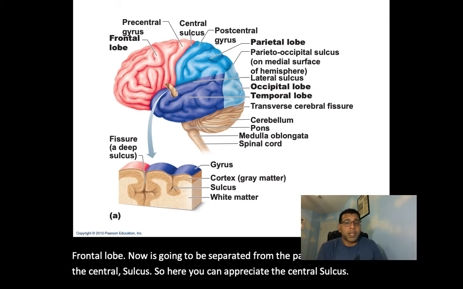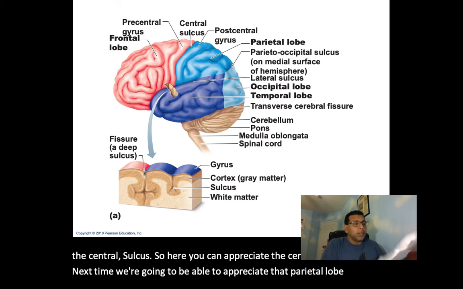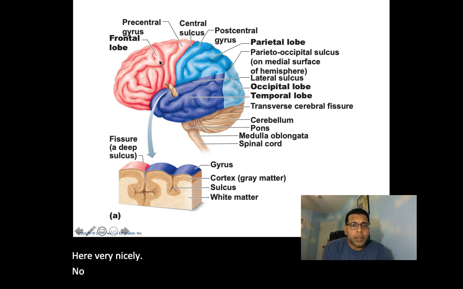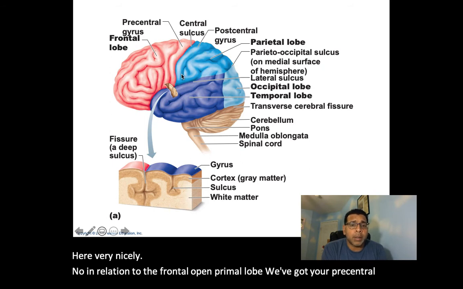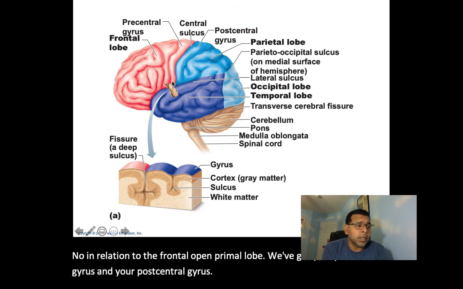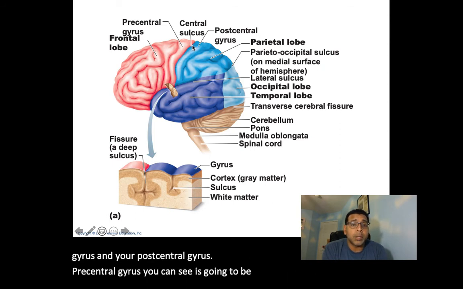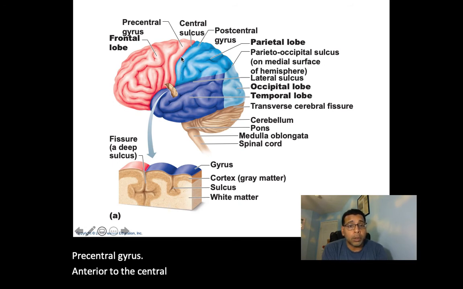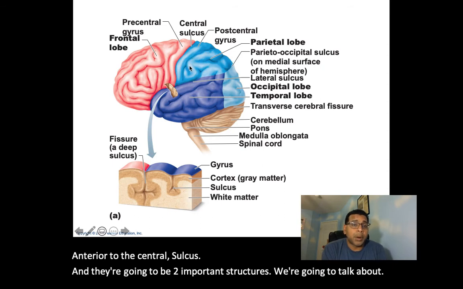Next, we're going to be able to appreciate the parietal lobe, which you can see here very nicely. Now, in relation to the frontal lobe and parietal lobe, we've got your precentral gyrus and your postcentral gyrus. The precentral gyrus is going to be found anterior to the central sulcus, so you've got to listen to the terms. Precentral gyrus, anterior to the central sulcus. Postcentral gyrus, posterior to that central sulcus. They're two important structures we're going to talk about. So there is your parietal lobe.